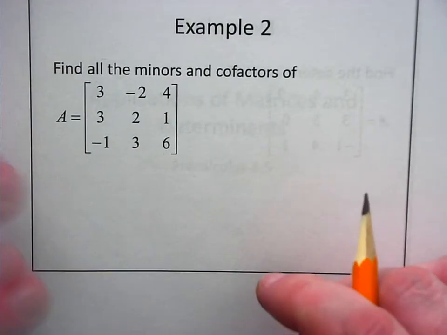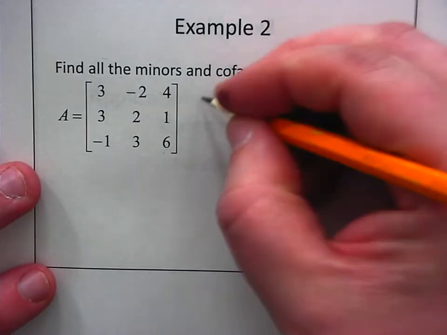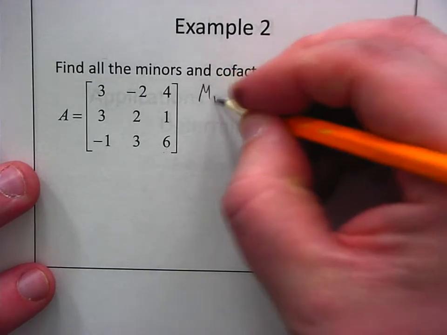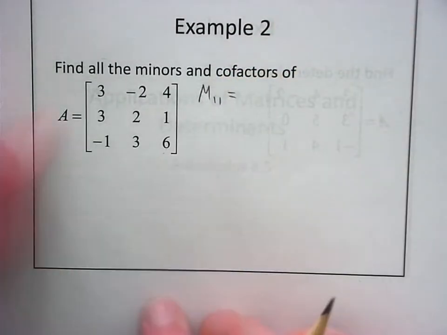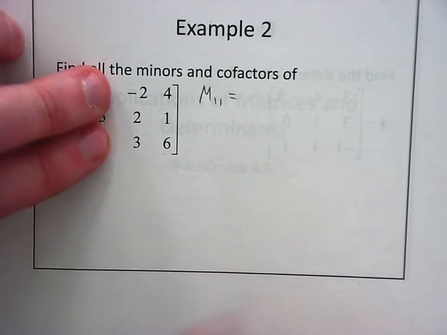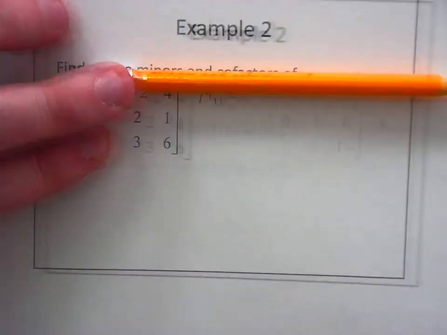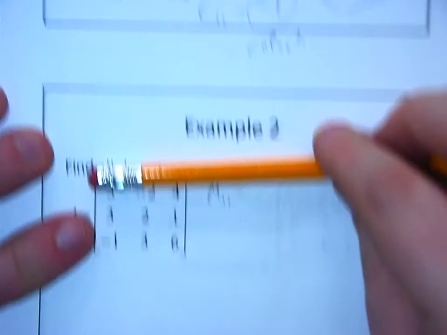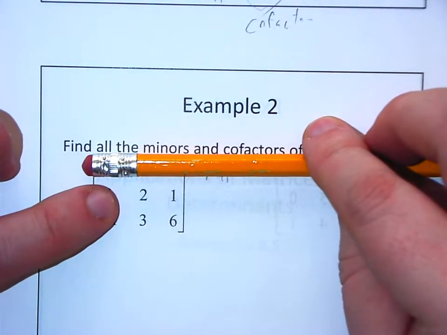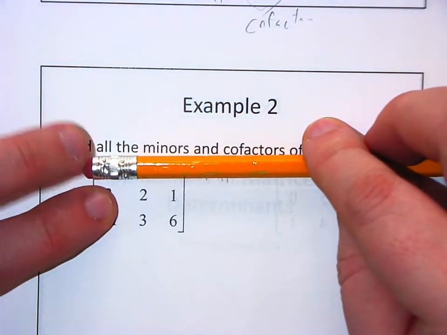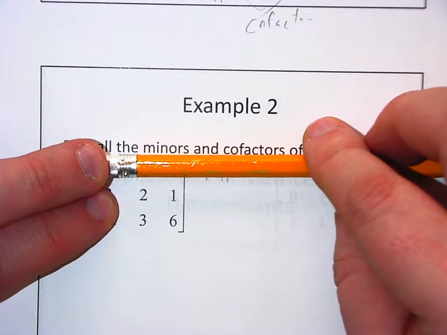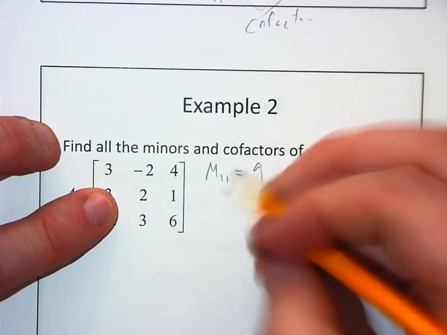Okay, so if I want to find M11, I'm going to look at this 3. I'm going to ignore this row and this column. So I want to find the determinant of what's left. Well, what would be the determinant of that? 9. 12 minus 3. So this would be 9.